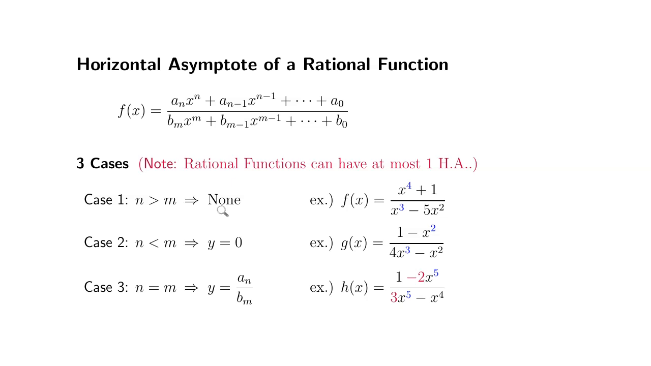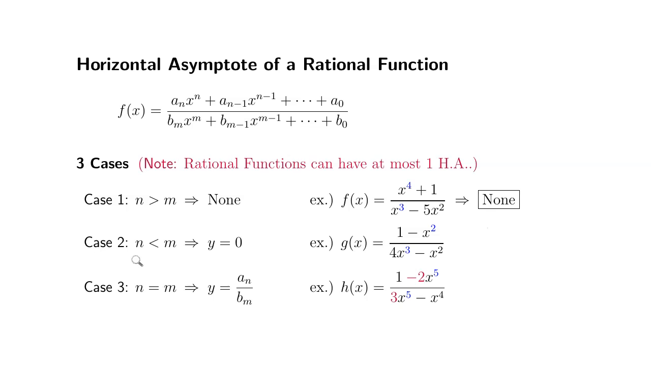For example, if you have a function f of x equals x to the fourth plus 1 over x cubed minus 5x squared, look at the degree on top, the highest power, which is 4, and the degree on the bottom is 3. So the degree on top is higher than the degree on the bottom. Therefore, there is no horizontal asymptote. I'll just say none.